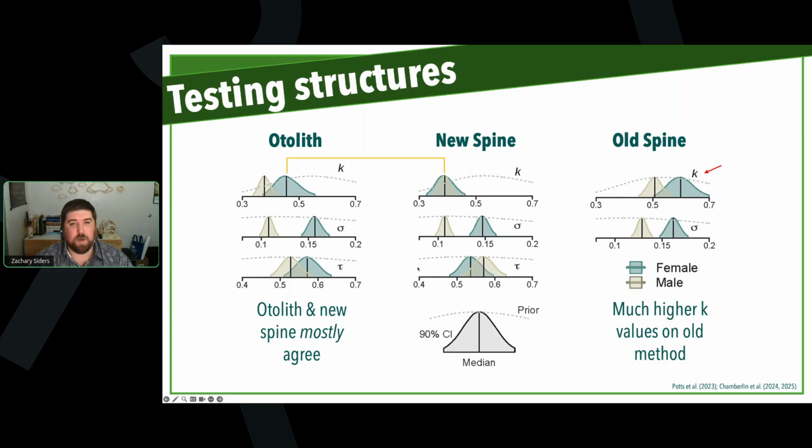When we look at the new spine, we bump that K value quite a bit down. And for the most part, the posterior parameter estimates for these two methods generally overlap. Things like sigma are really similar. We get a similar male K value between the two methods, but the otolith is estimating a slightly higher K value for females. And there's fewer otoliths here.